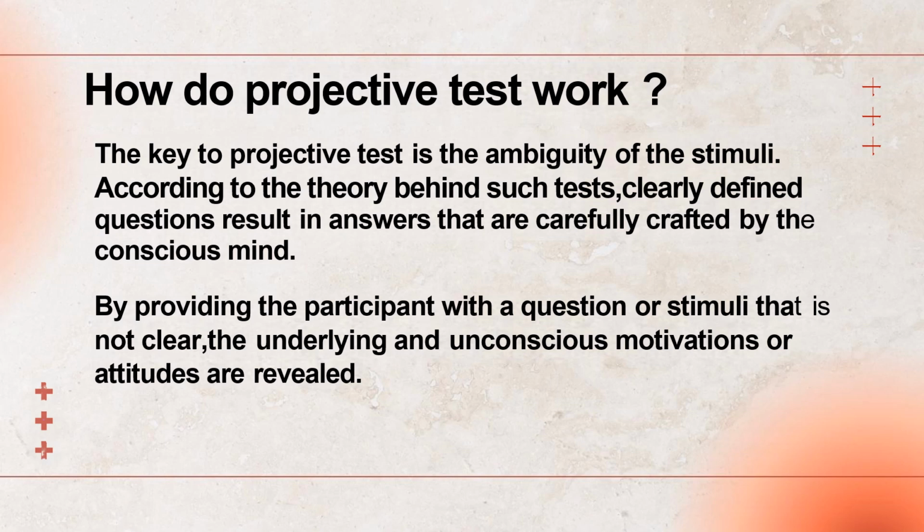Now, how do projective tests work? The key to projective tests is the ambiguity of the stimuli. According to the theory behind such tests, clearly defined questions result in answers that are carefully crafted by the conscious mind. By providing the participant with a question or stimulus that is not clear, the underlying and unconscious motivations or attitudes are revealed. In our daily life, for the kind of questions that we are continuously asked, we have a set pattern of answering them, and we have set answers or set thoughts already. That's why the stimulus that is given should be a little ambiguous, should not be clear, and should involve the unconscious motivations.